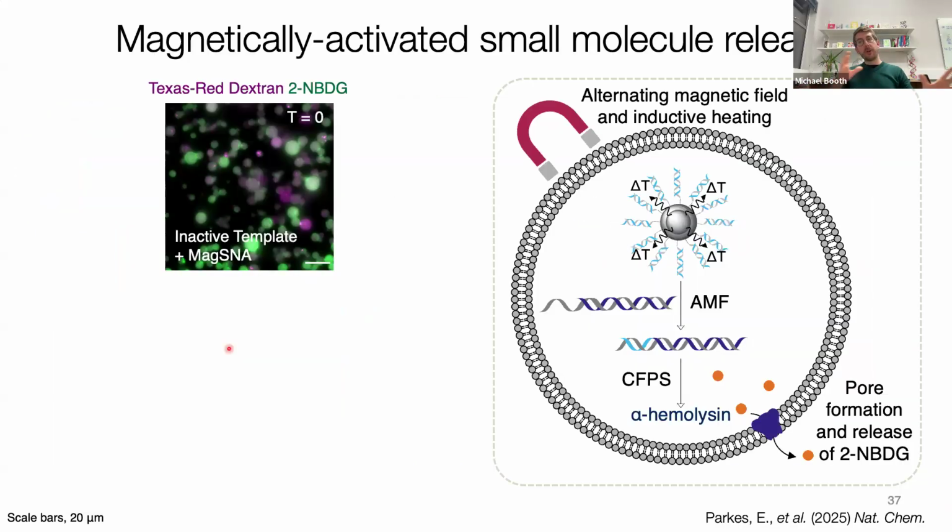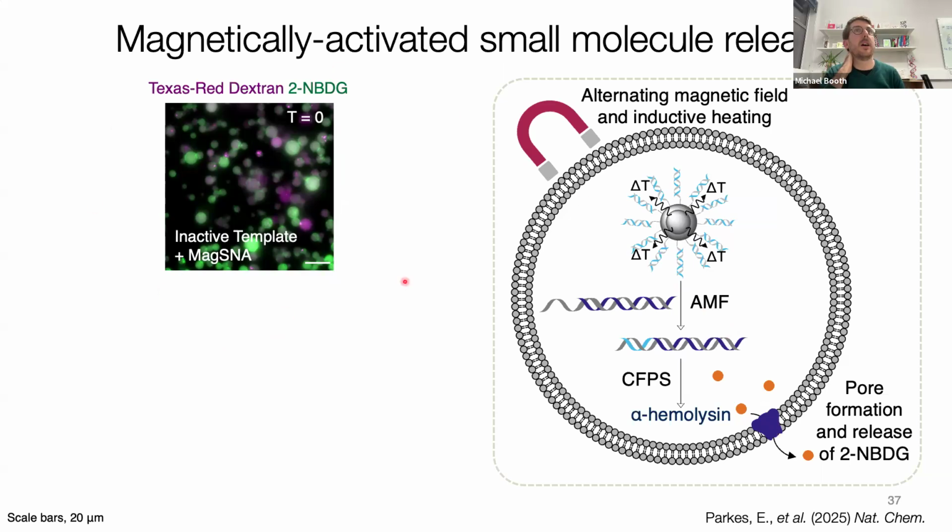And so, okay, we got this activation of fluorescent proteins, but can we do something a bit more interesting? The idea would be that if we want to use these magnetic systems as actual controllable drug delivery devices, we want to be able to release things controllably. And so what we did is we then encoded the pore protein alpha hemolysin on the inactive DNA template. And then we used a model drug molecule, which is just a small molecule fluorophore, to see if we could then release that with the magnetic field.